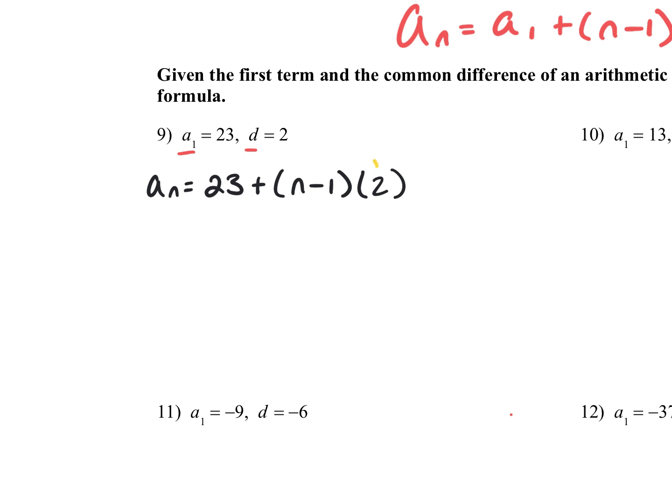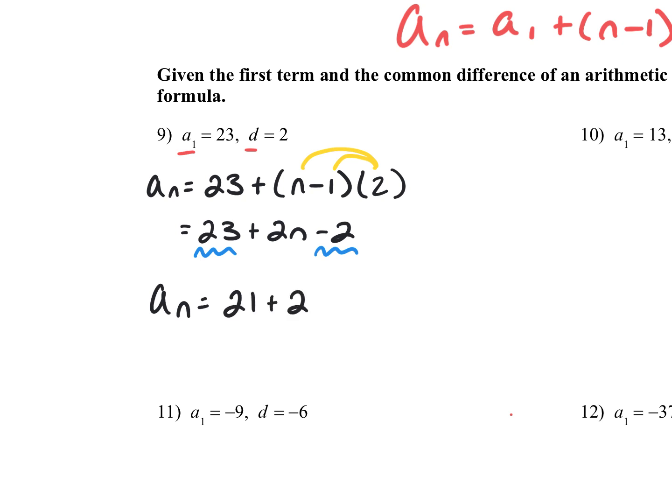You can't leave it in this form. You need to go through and simplify it. So you start by distributing. So 23 plus 2n. 2 times negative 1 becomes a minus 2. You have the like terms of 23 and negative 2. So a sub n would equal 21 plus 2n. And that would be your explicit formula. Are there any questions on that?